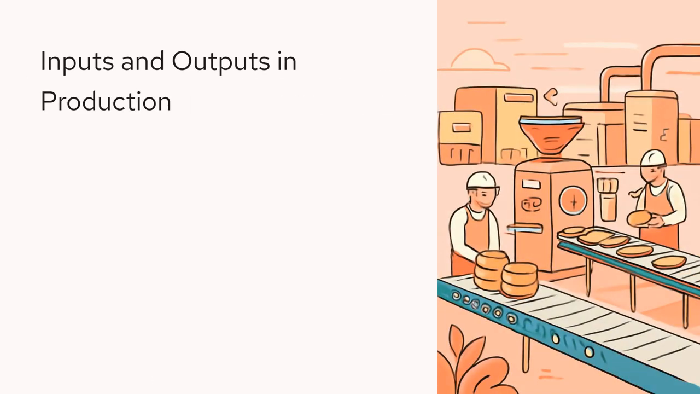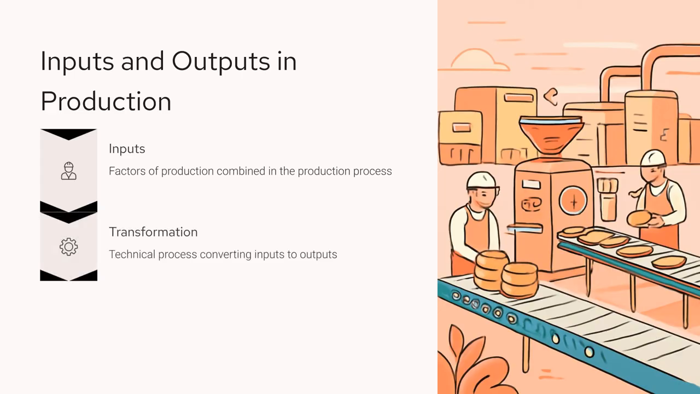Production can be broken down into three stages. First, inputs, which are the factors of production. Second, transformation, the technical process converting inputs to outputs. Third, the output, which are the finished goods and services produced.